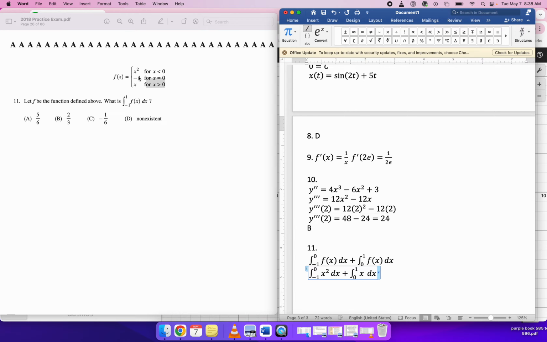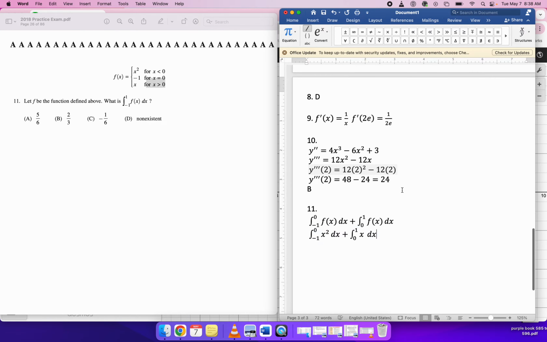You might be wondering what's up with the -1. Doesn't make any difference. That's like a little dot in the middle of the graph. That's not going to change the area. So 1/3 x to the third evaluated from -1 to 0.